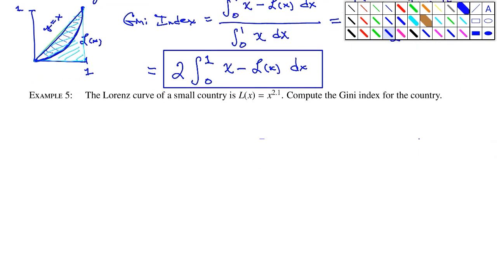Example 5, the Lorenz curve for a small country is L of x is equal to x to the 2.1 power. Compute the Gini index for the country. So the Gini index would be 2 times the integral from 0 to 1 of x minus x to the 2.1 power dx.